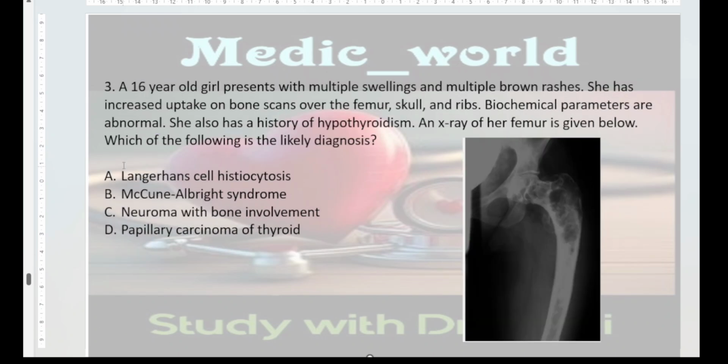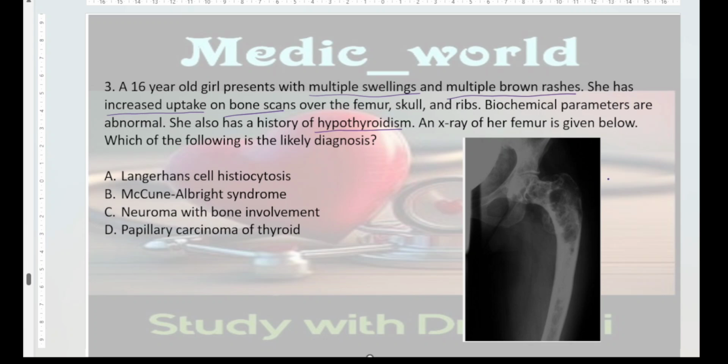Now let's move towards the other question. A 16-year-old girl presents with multiple swellings and multiple brown rashes. She has increased uptake on bone scans over the femur, skull, and ribs. Biochemical parameters are abnormal. She also has a history of hypothyroidism. An X-ray of the femur is given below. What is the likely diagnosis?